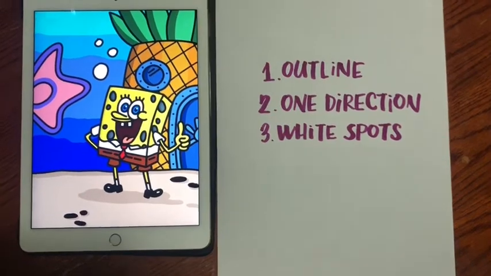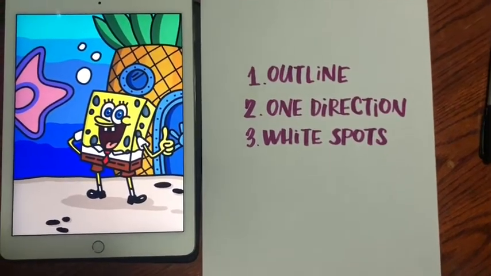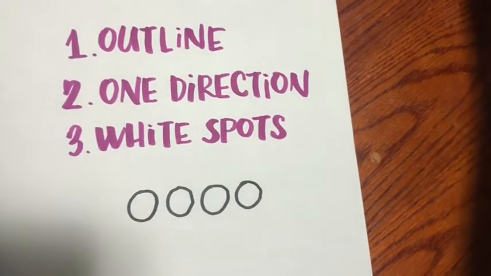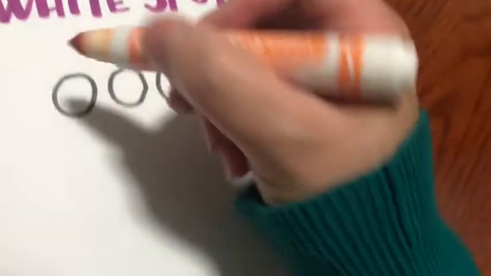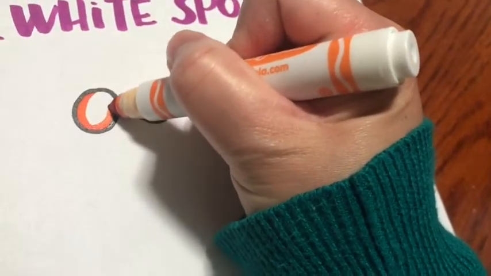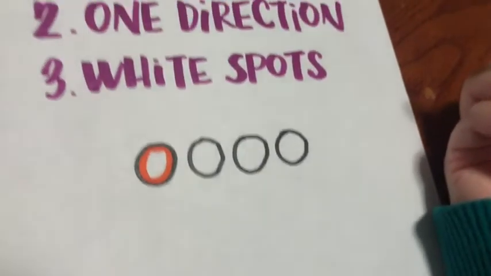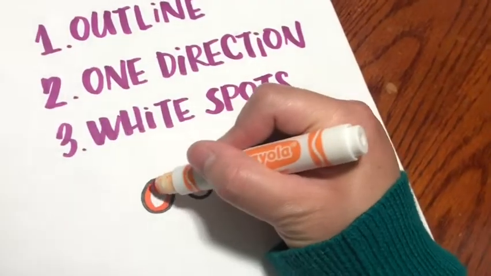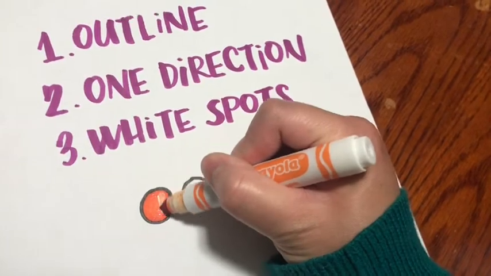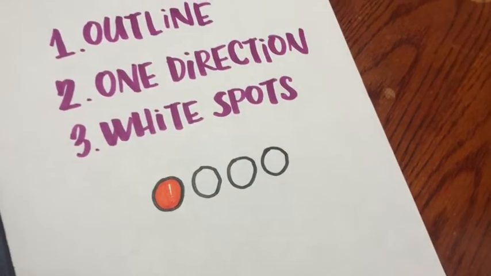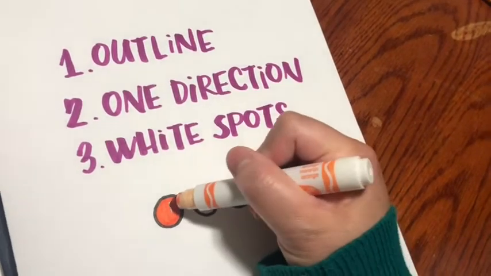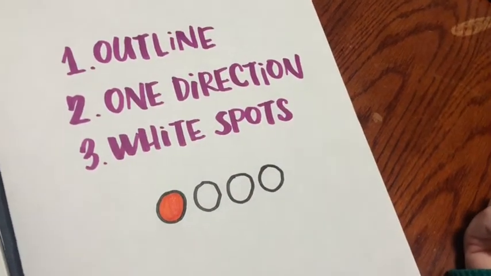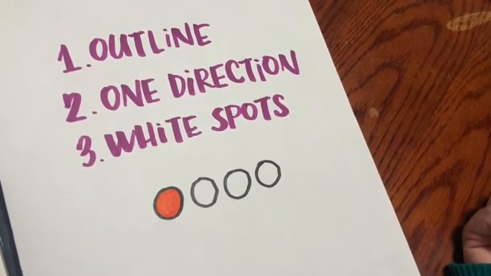As always, we will go over our coloring rules. First one is to outline. So I'm going to outline my shape. I'm going to outline that shape inside. And I'm going to color in one direction. Third is I'm going to color in all the white spots. And voila, that is how you want to color.